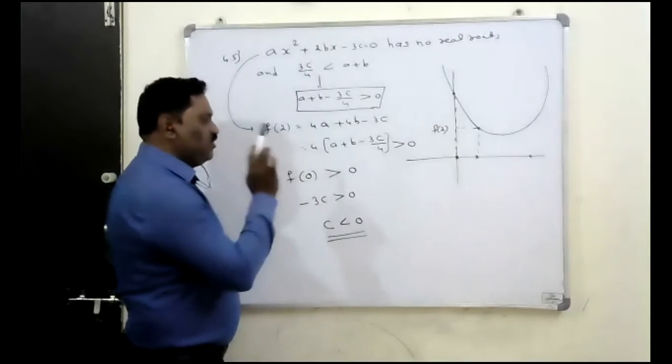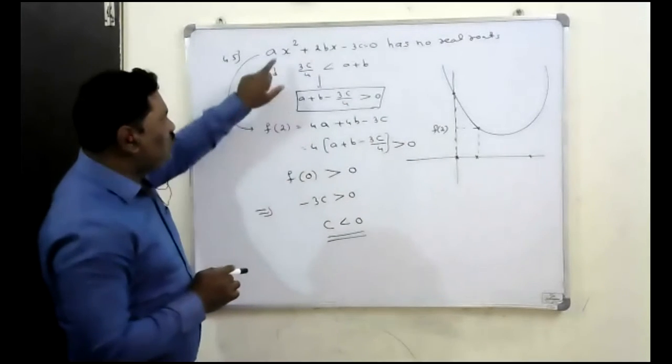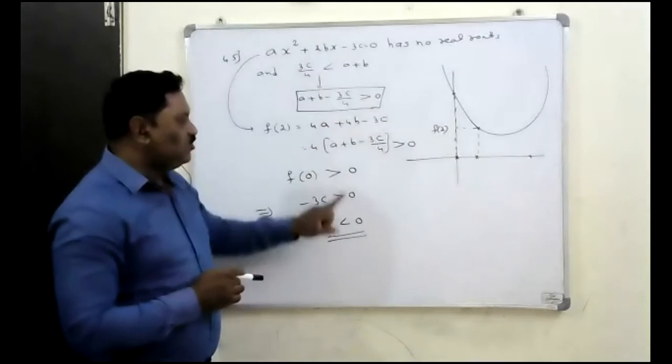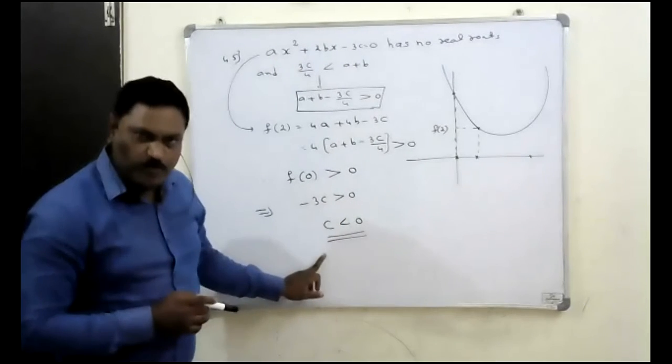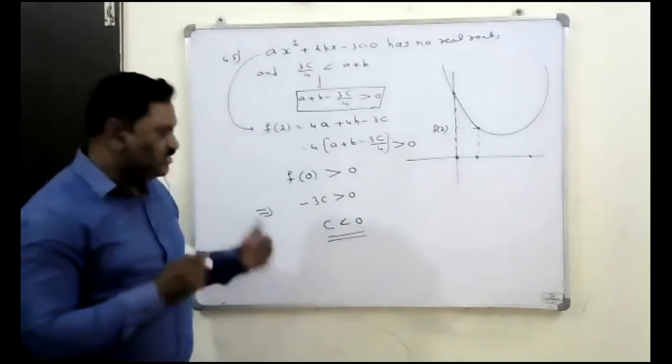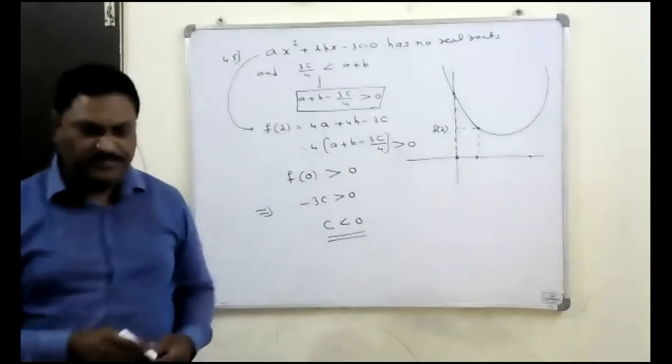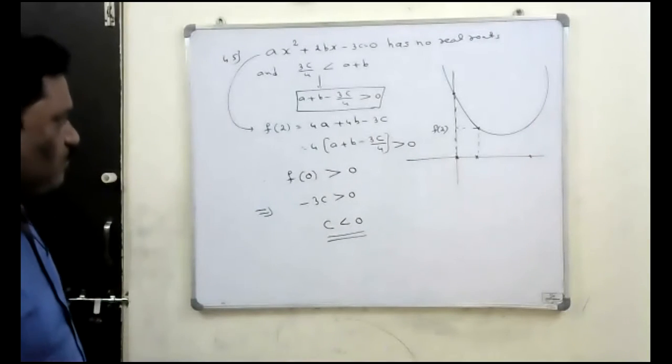Now f of 0 should also be positive. Keep 0 there: 0, 0 minus 3 should be greater than 0. Therefore c should be negative. So c is always negative. That's the answer. Sir, please explain that graph.